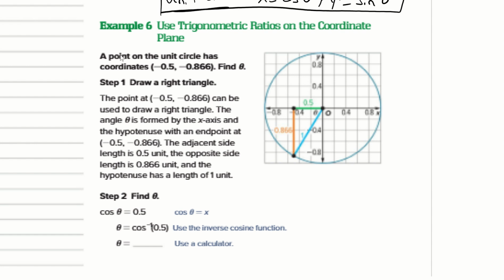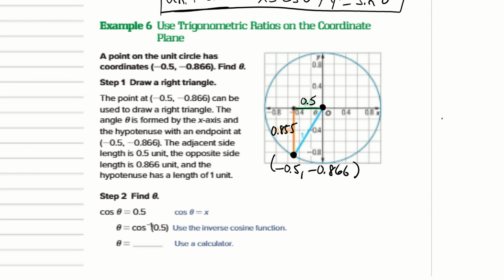Now this one says a point on the unit circle has coordinates given here. Find theta. Remember that a unit circle has a radius of 1. Here's the center of my circle, and this right here are the coordinates negative 0.5, negative 0.866. It's located right on my unit circle. So I go 0.5 to the left, and then 0.866 down. That's how I get there.